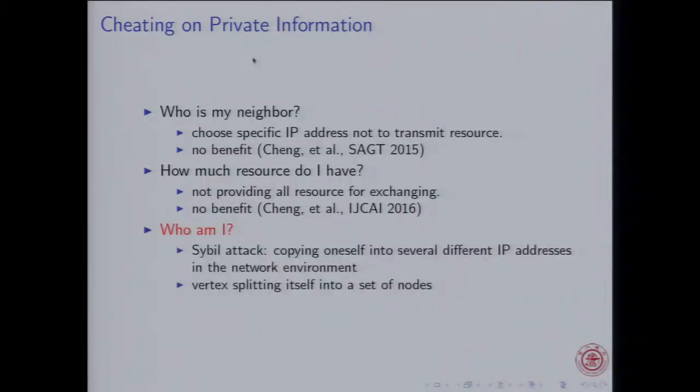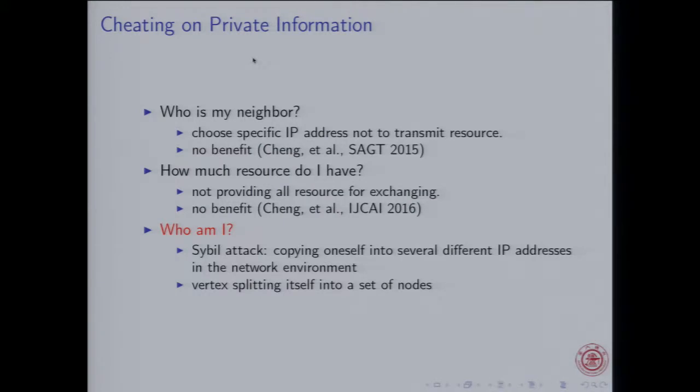The final one is more interesting: in the network, who I am is also private information. We call this a cyber attack. This often happens in the security field, but it is a simple scenario in which an agent copies itself into many different addresses and participates in the environment. Corresponding to this, in our graph introduced before, it is like a vertex splitting itself into duplicated nodes.